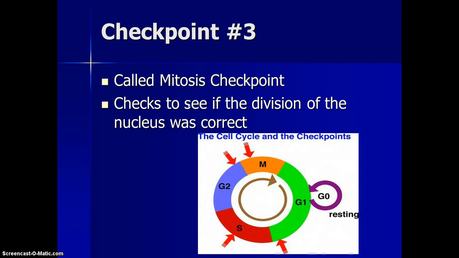The last checkpoint is the mitosis checkpoint. This makes sure the nucleus divides and is divided correctly, meaning if the original cell has 3 Golgi bodies, 2 rough ERs, 2 smooth ERs, and 10 chromosomes, the new cell better have the same thing.